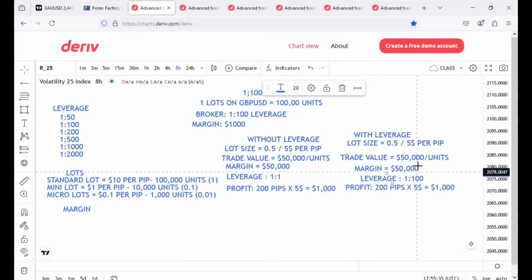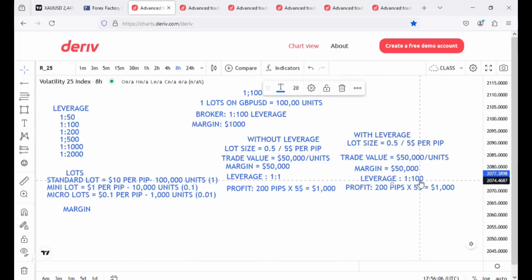That means you only need $50 to open this position. Do you get the gist now? So with leverage of 1,000, you only need $50 to open this required position. Remember, this is the required trade value and margin for this lot size or position size. Some people call it lot size, some people call it position size. But for you to open this, you need to have this in your account, but your leverage covers for this.